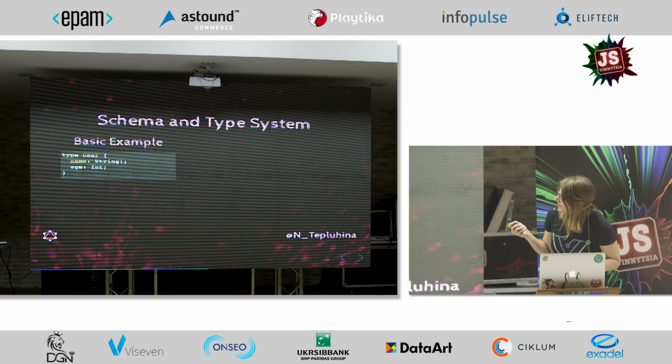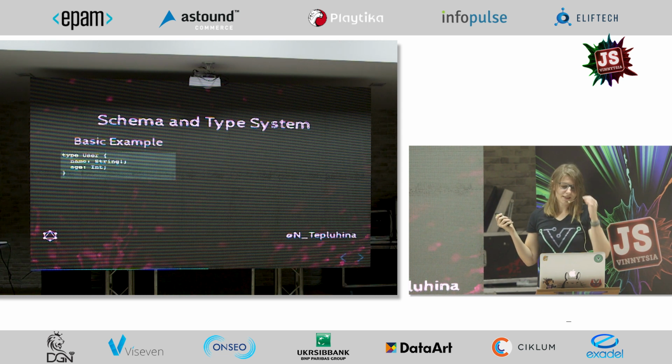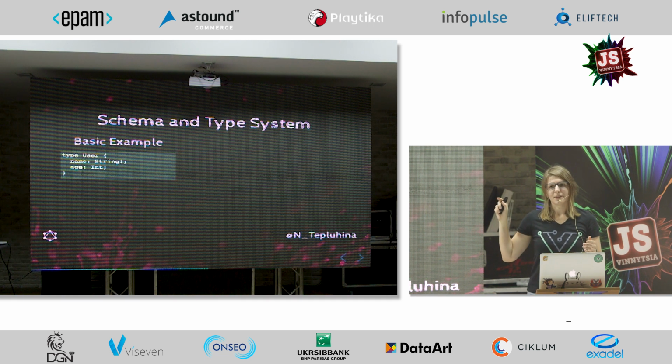Oh, it's not that visible. So it's a basic type user that has two fields, name and age. Name is a string, age is an integer. And you can see an exclamation mark after the string. That means that name is mandatory. You cannot create a user without providing a name.